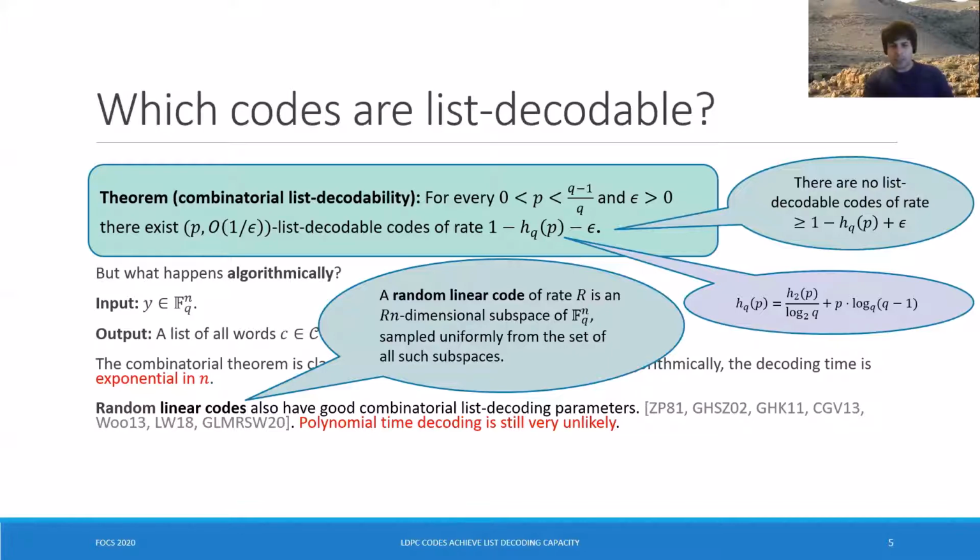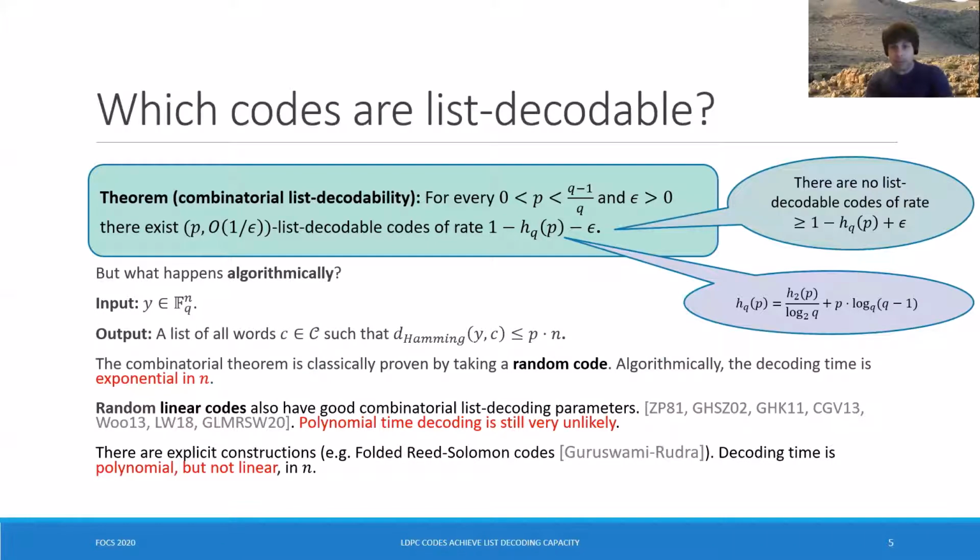However, even for such codes, it is highly unlikely that a polynomial time list decoding algorithm exists. Guruswami and Rudra came up with folded Reed-Solomon codes, which are list decodable algorithmically as well, in polynomial time in n, but still not in linear time. And finding a linear time list decodable code, which is also capacity achieving in the sense that it satisfies the combinatorial theorem above, remains a major open question. Our motivation in this work is to advance this question.